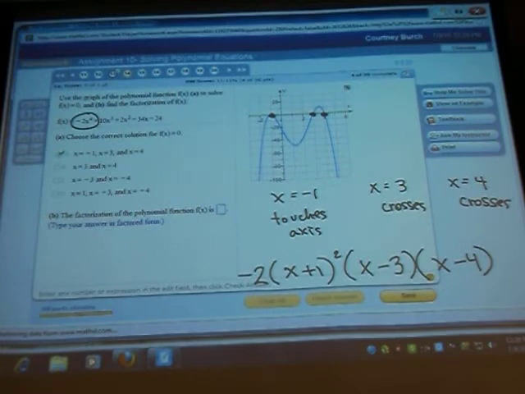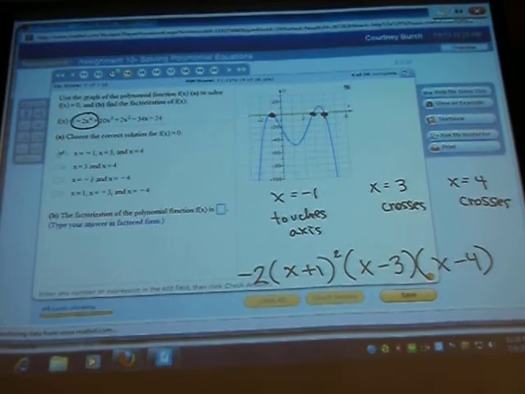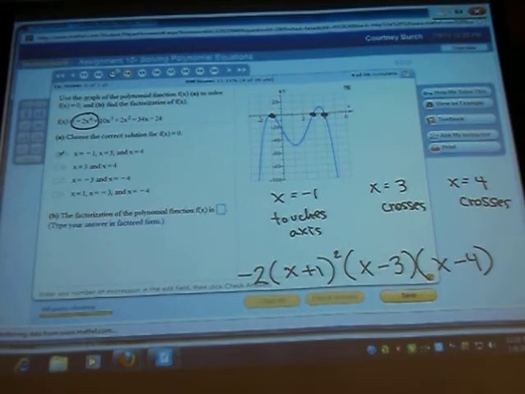Because it only touches the axis at that point, it's a repeated 0. That means that factor must be repeated twice. So you've got x plus 1 times x plus 1 again. That'll cause it to just touch the axis instead of crossing it. Whenever you have those factors squared, that's where you're going to see it just touch the axis; otherwise, it'll cross it.